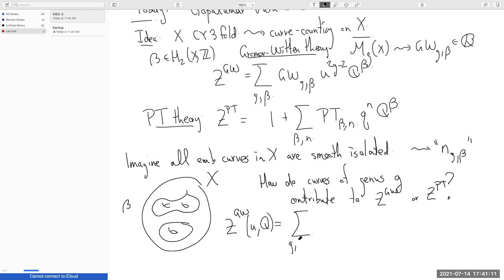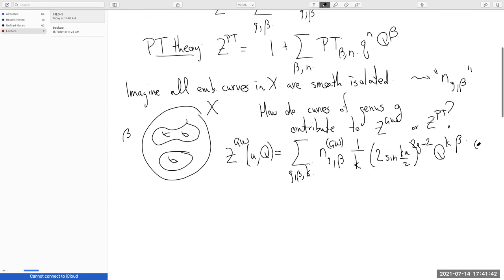Expressing this kind of Gromov-Witten series in terms of some kind of simpler invariants. So I'll put a GW here in parentheses just to indicate that right now I'm thinking of the Gromov-Witten potential. Maybe it doesn't really matter so much what the exact formula is. So I'll call this maybe equation one.